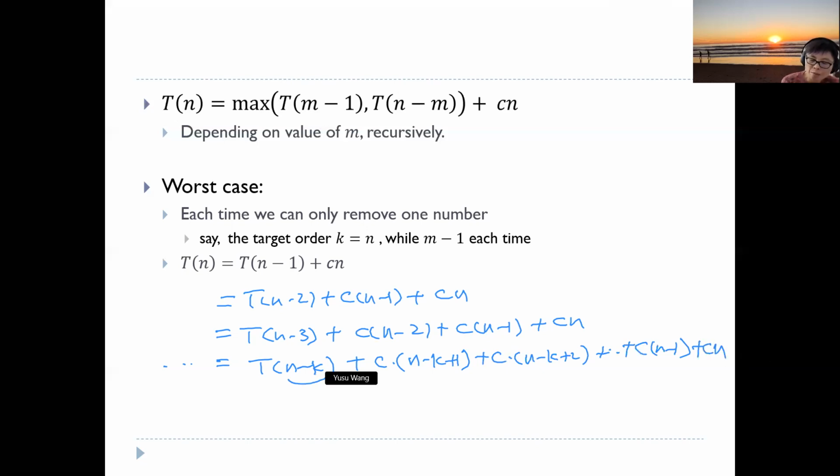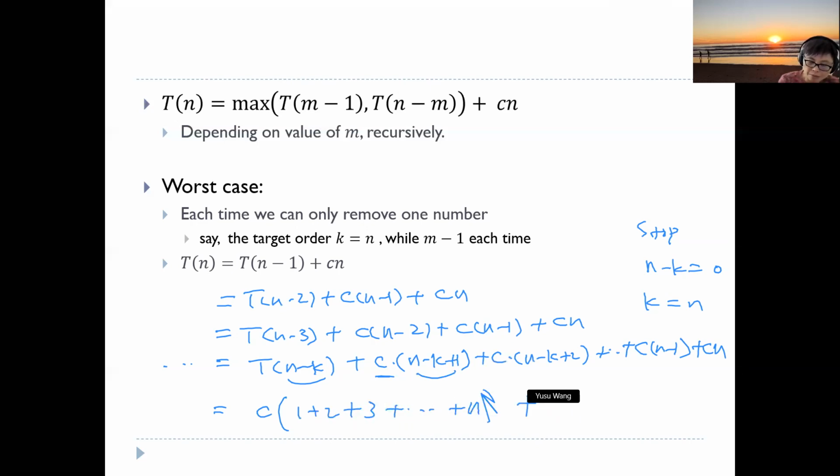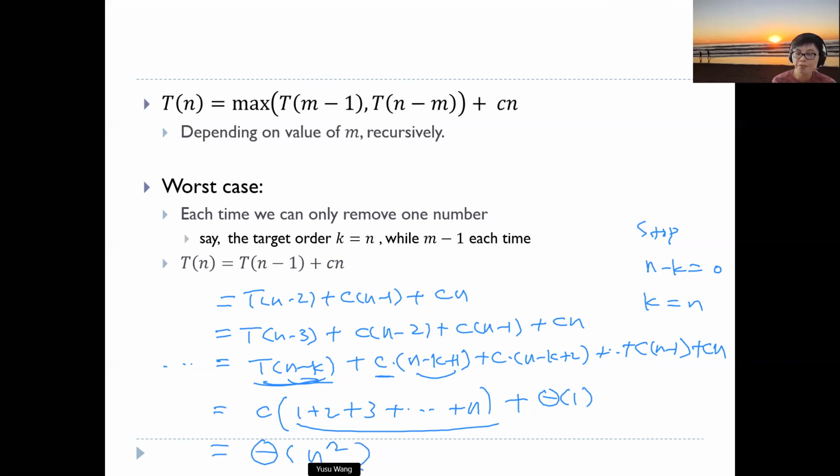Okay, so this stops when m minus k equals, say, 0. That means k equals m. That means that this gives us c times 1 plus 2 plus 3 all the way up to n, plus a constant, and this is an arithmetic series that gives me quadratic time.